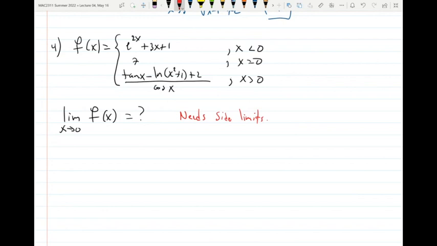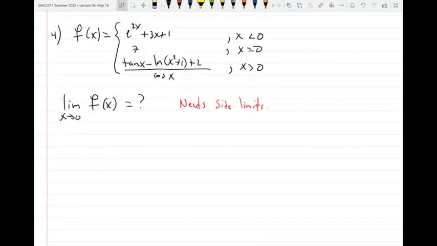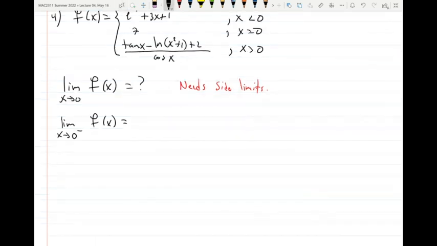So typically when you have a piecewise function and the limit that you are taking is at the point where the function changes formula, you need to do side limits, okay? Because you have to pick a formula to work with. And you don't know that until you know on what side you are. Okay, so let's do it. So the side limit would be, first let's do it from the left. And then we're going to do it from the right.